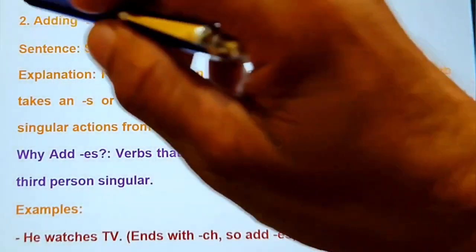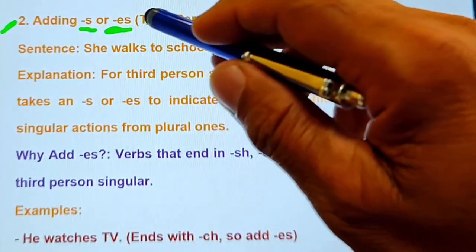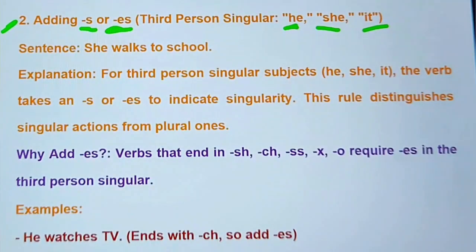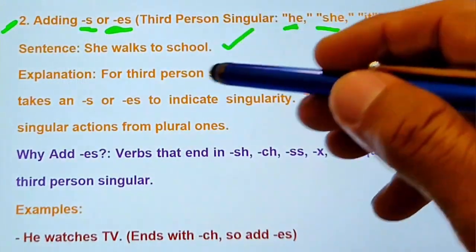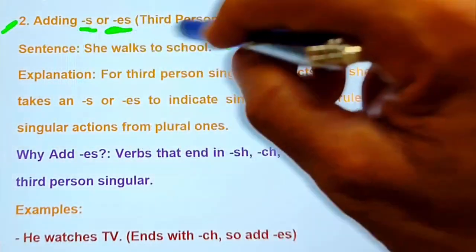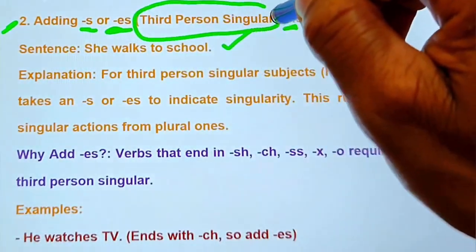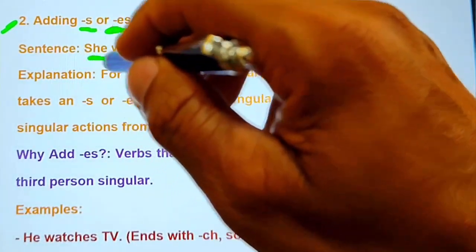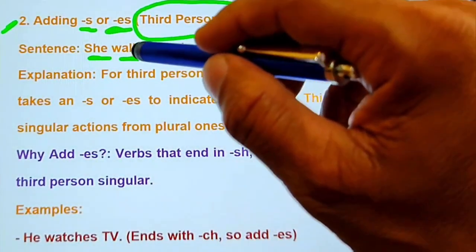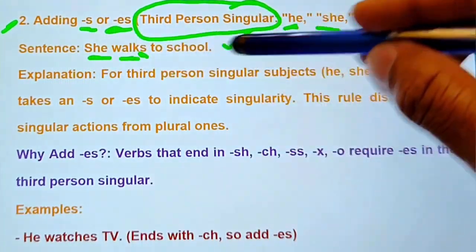Let's describe rule number 2: adding s or es when we have a third person singular, he, she, it, in the sentence. For example, we have a sentence here: she walks to school every day. "She" here is third person singular, and "walk" is the base form. We add an extra s to the base form, and the sentence will be: she walks to school.